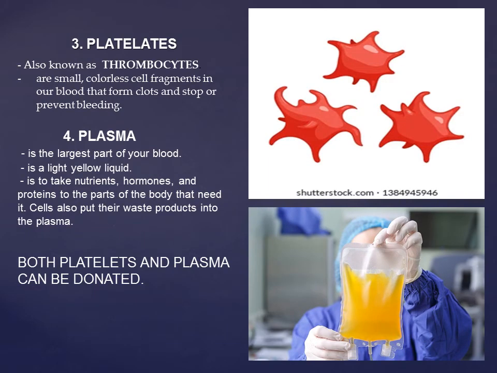Platelets, also known as thrombocytes, are small colorless cell fragments in our blood that form clots and stop or prevent bleeding. Plasma is the largest part of your blood. It is a light yellow liquid. It takes nutrients, hormones, and proteins to the parts of the body that need them. Cells also put their waste products into the plasma. Both platelets and plasma can be donated.